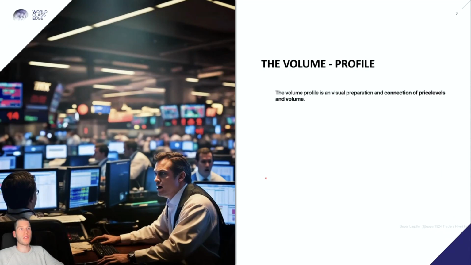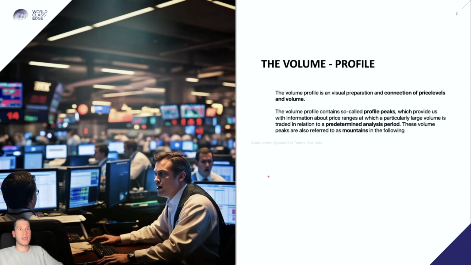The volume profile is a visual representation of the connection between price levels and volume. It contains so-called profile peaks, which provide us information about the price ranges where a lot of volume was traded in relation to the predetermined analysis period. So you define a period and you create a volume profile based on the information in that period. And there you can see profile peaks and refer to them in the future as mountains.